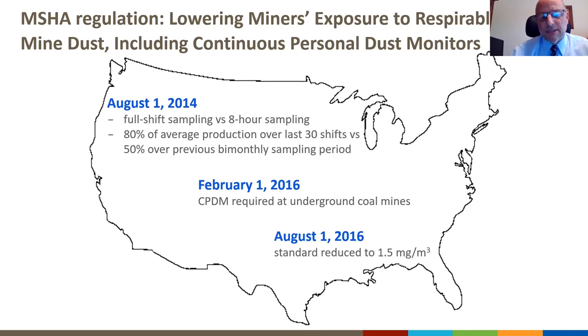It required on February 1st for the CPDM to be used at underground coal mines. It's optional at surface mines. And on August 1st, the dust standard was reduced to 1.5 milligrams per cubic meter from the old standard of 2.0.